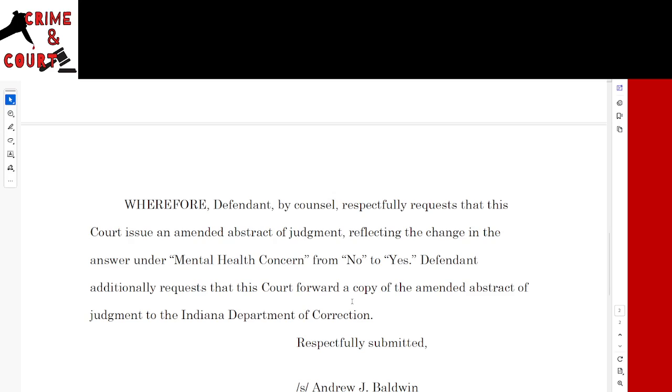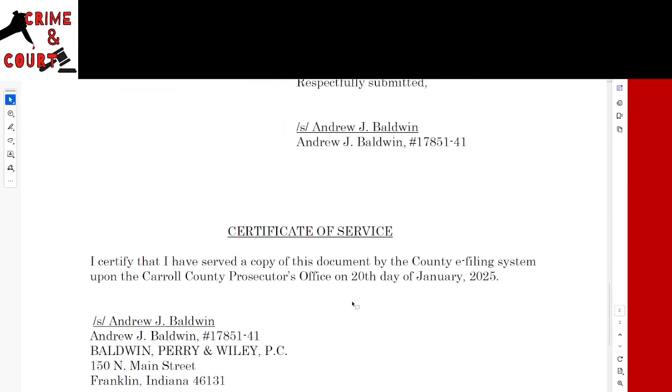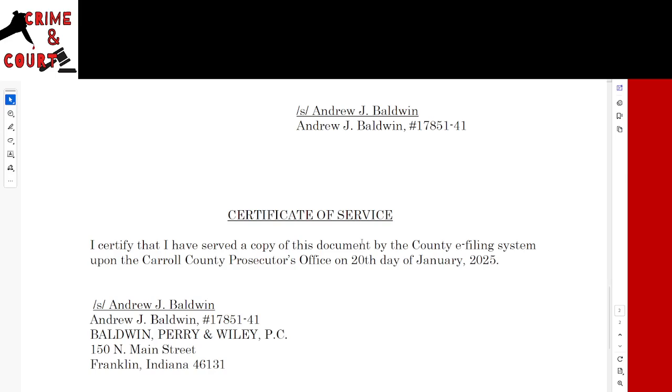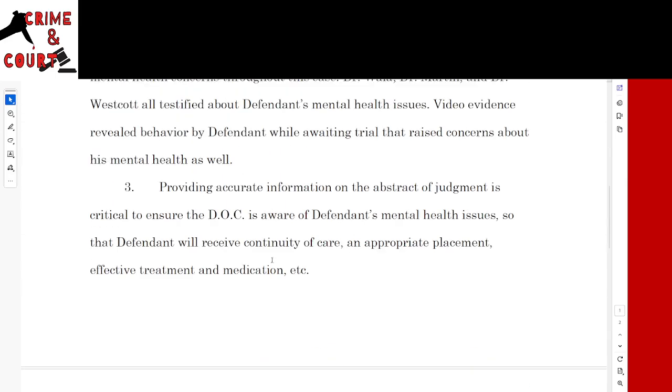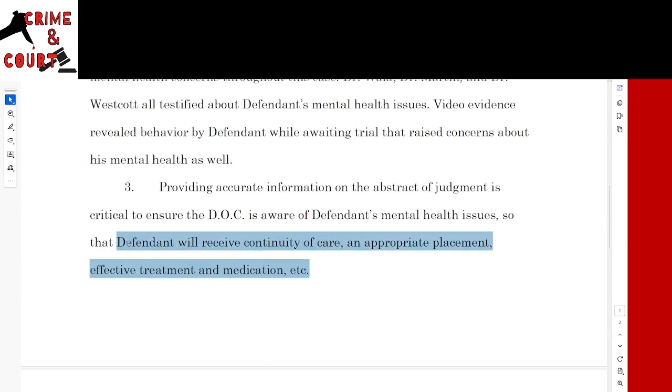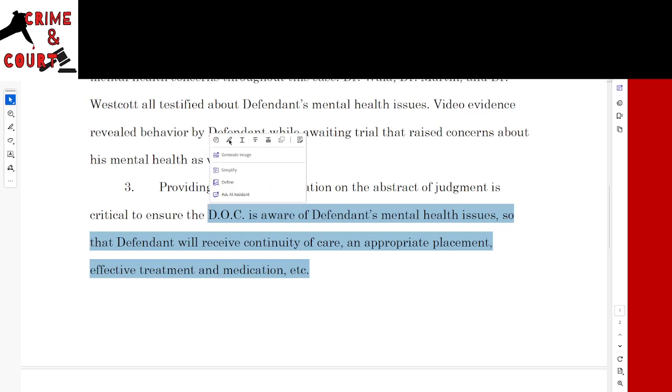Defendant additionally requests that this court forward a copy of the amended abstract of judgment to the Indiana Department of Correction, and that's from Andrew Baldwin, and that's got to affect his treatment within the DOC, and that's why he's asking for this to be corrected on the record because he's not getting the treatment that he needs while there.